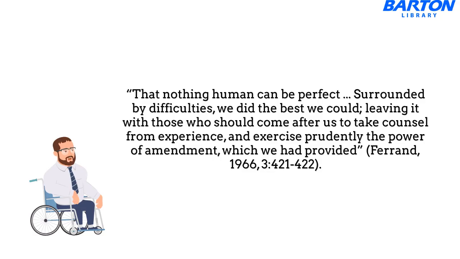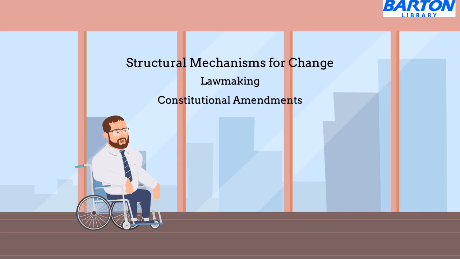On the subject of amendments, Gouverneur Morris wrote that nothing human can be perfect. Surrounded by difficulties, we did the best we could, leaving it with those who should come after us to take counsel from experience and exercise prudently the power of amendment, which we had provided. Amendments require a 2/3 vote of both houses of Congress followed by 3/4 of the state legislatures approving the amendment. This is a difficult process and has only been achieved 27 times, including the first 10 that were ratified at the same time in 1791.